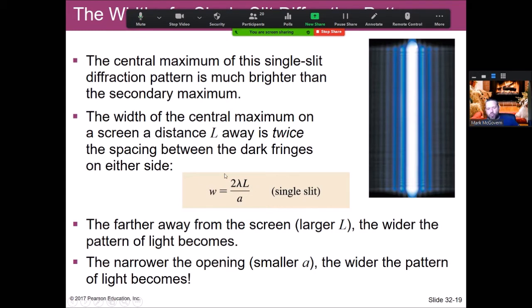So this is a really nice relationship that communicates how wide that central maximum is, given our wavelength, screen distance, slit width, and everything. It's a little confusing, honestly, because we have W, which represents a width, and we have A that represents a width. But the A is the width of the slit, and W is the width of the fringe, which are radically different things, honestly. So anyway.